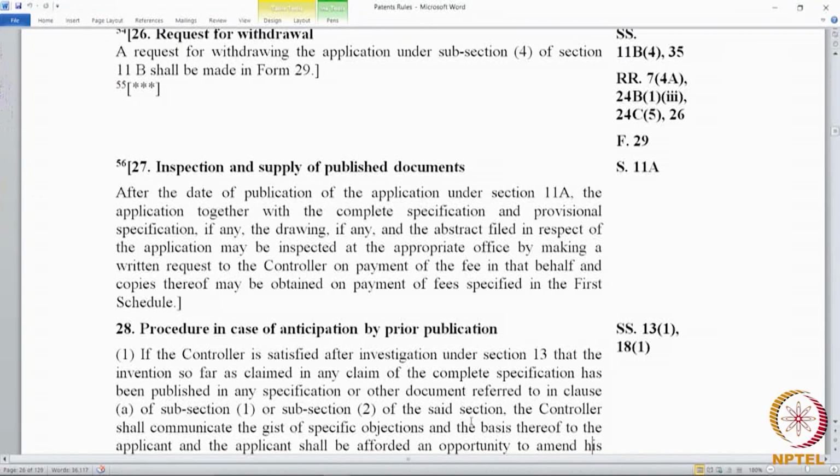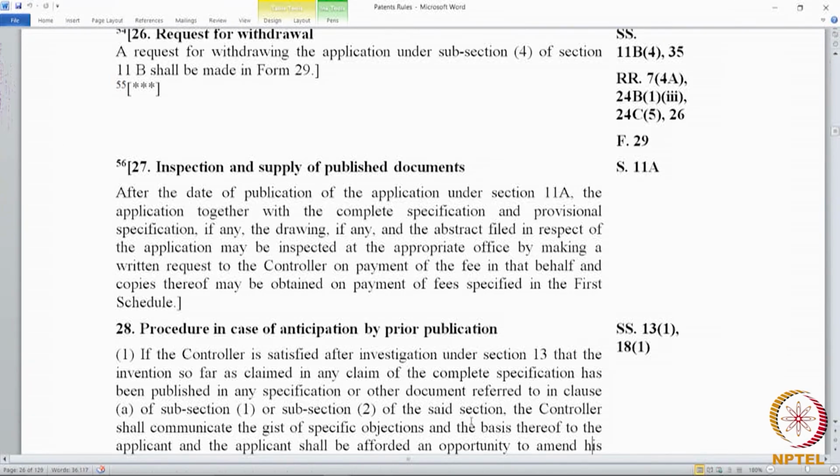So, once the application is published, you can approach the appropriate office, which is the patent office where it is filed, making a written request to the controller and paying fees. The fees are mentioned in the schedule. Per copy there is a particular fee. Now, this rule 27 is a statement that supports the proposition that provisional specifications are also published.